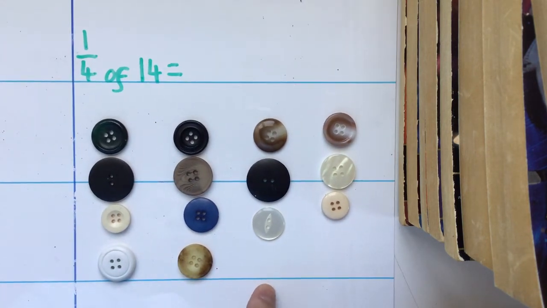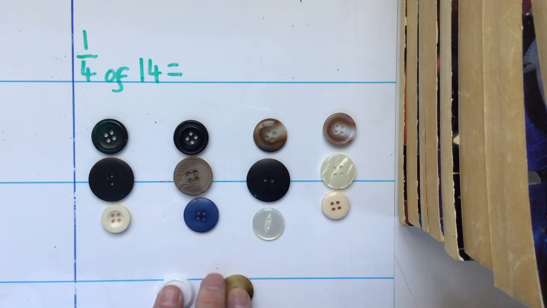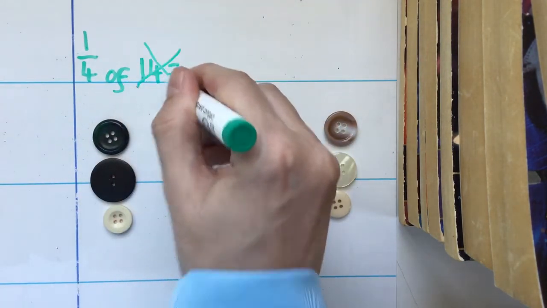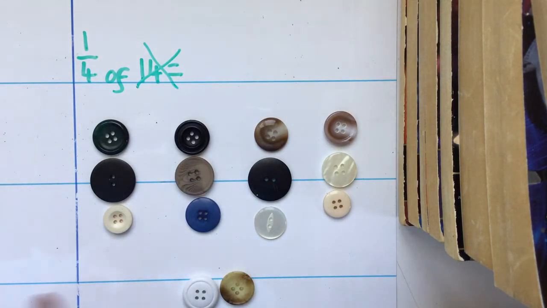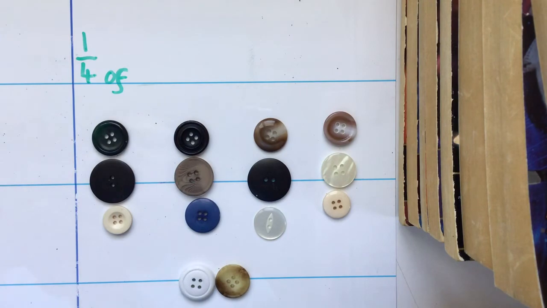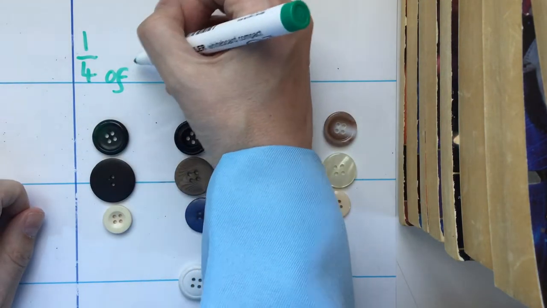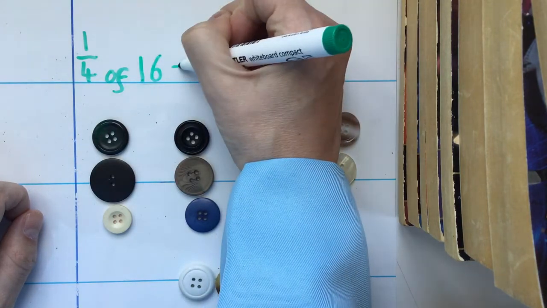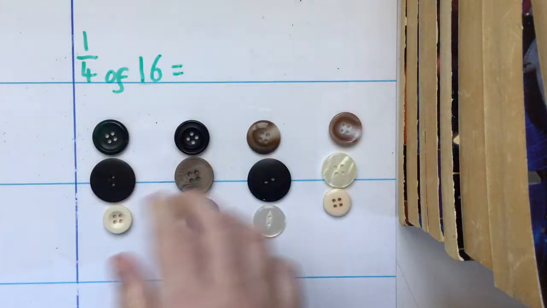So I can't do equal groups of 4 for 14. I get 2 left over. So I think we're going to have to forget 14 because we can't do 1/4 of 14 because we get some left over. So we're going to have to try another number. It doesn't always work. This is the tricky bit about fractions. So let's try 1/4 of 16, shall we?